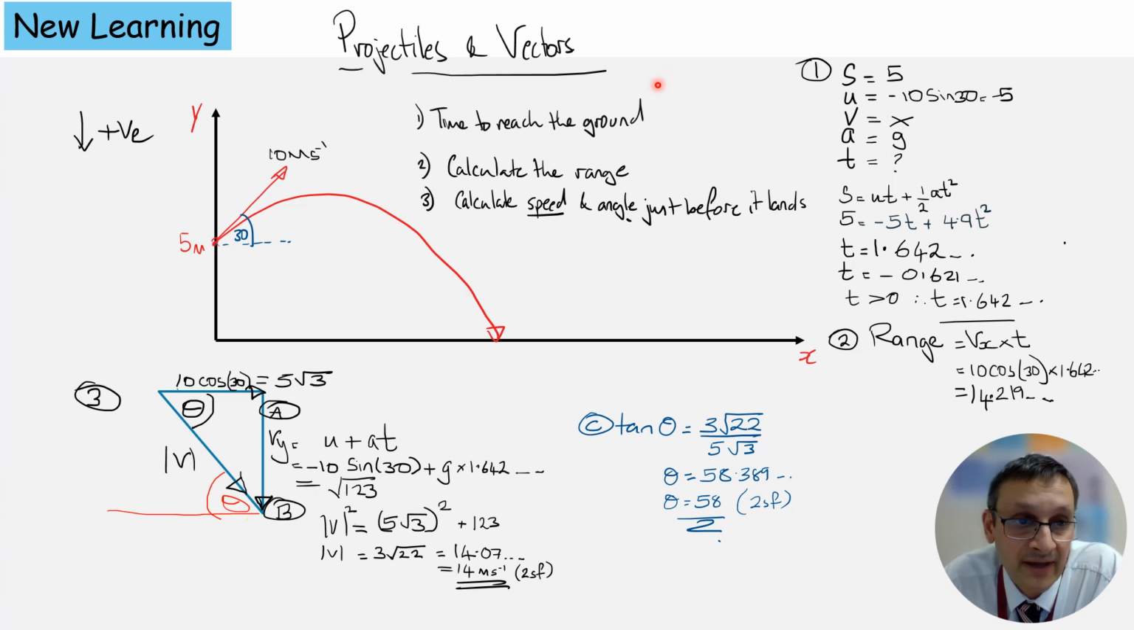Notice that it has that type of style that if you want to calculate the range, you need to calculate the time, and you'll more than likely get that time that's taken to reach the ground. Once you've got that time in there, you can then multiply the horizontal speed, which remains constant, or the horizontal velocity, which remains constant, by the time taken for it to reach the ground.